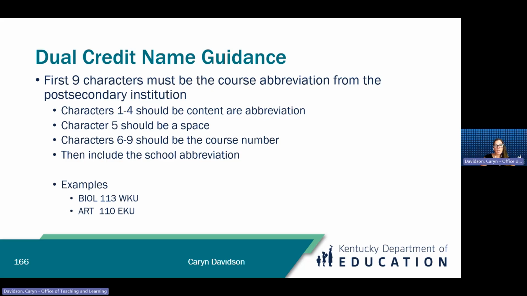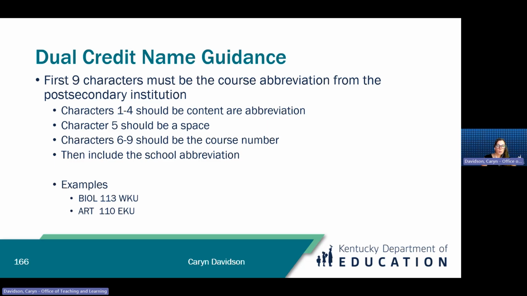For dual credit naming, the course name is highly specified. This is the part where it is critical that you follow these exact guidelines. And we do have checks set up in our courses to help with this as well. But the first 4 characters must be the abbreviation for the course. The 5th character must be a space. Characters 6 through 9 should include the course number, and then you will include the school abbreviation. And again, this is so that your students can receive credit at the post-secondary level as well.